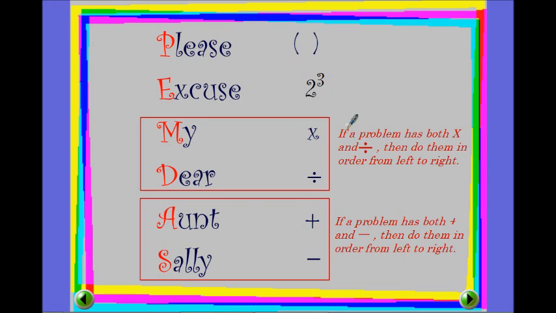So remember our special rule for multiplication and division. If a problem has both multiply and divide on the same line, then we do them in order from left to right. And same thing for addition and subtraction. If a problem has both addition and subtraction, then we do them in order from left to right.